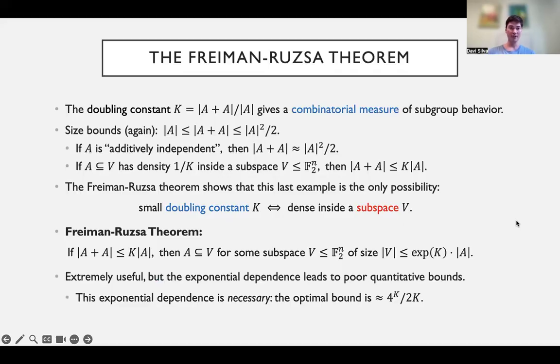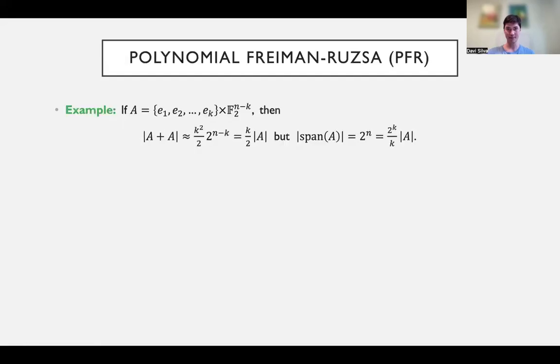And so this theorem is extremely useful, but the exponential dependence sometimes leads to poor quantitative bounds. However, the exponential dependence is necessary. The optimal bound is known, and it's about 4 to the K divided by 2K. And actually, I can show you an example where this upper bound is essentially attained.